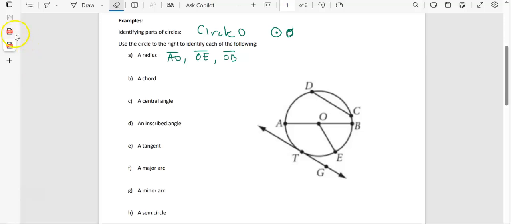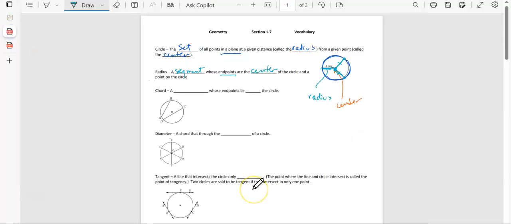Let's toggle back to our vocabulary. A couple other things when we talk about circles. So chords. Chords are segments whose endpoints lie on the circle. So a radius, one of the endpoints is on the circle, but the other one isn't. A chord, both endpoints are on the circle. So this is chord AB, and this is chord DC.